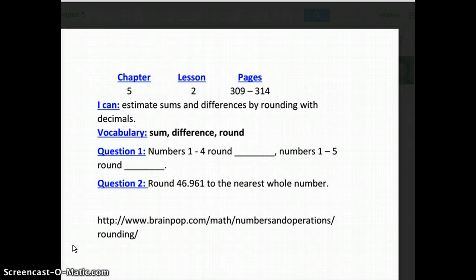Okay, let's look back at these questions and make sure you answer them on the form. Question 1, it said this directly in that Brain Pop, so if you need to, go back and look. And question 2, actually round this number, 46 and 961 thousandths, to the nearest whole number. So think about how you do that and type in the form what that nearest whole number would be.